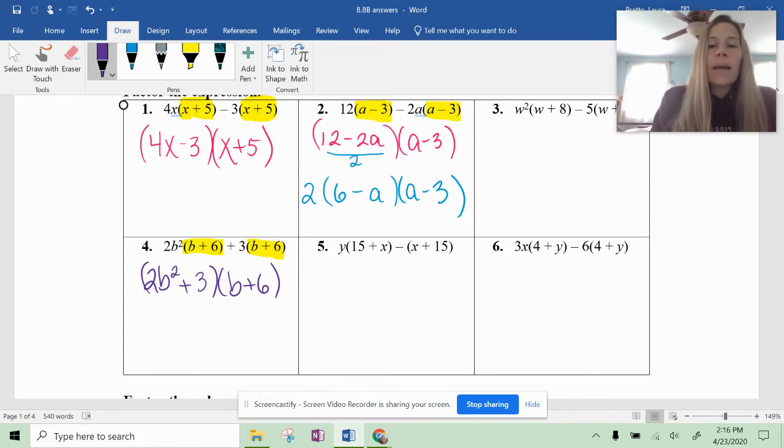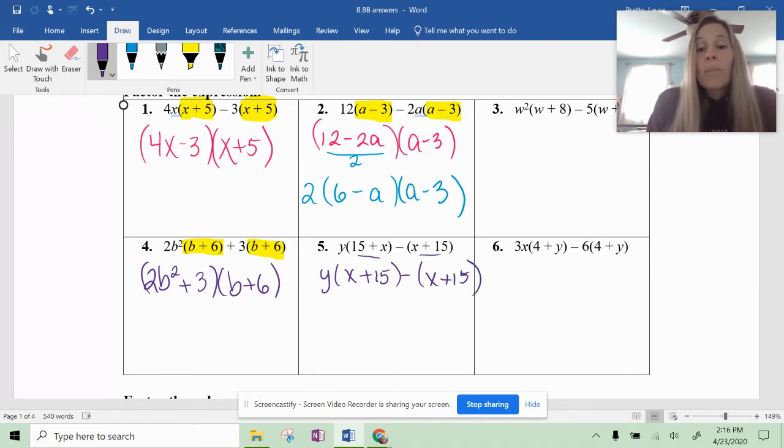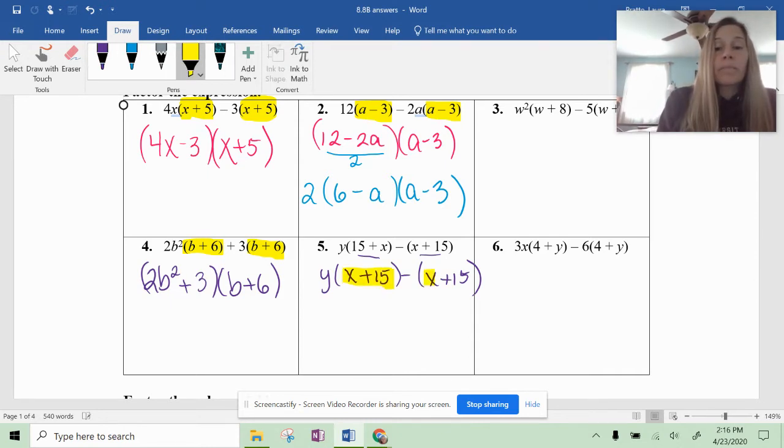And then number 5, you might notice that these two are not the same right now because we have an x plus 15 on this side, but the first one is 15 plus x. Now, in this case, because it's an addition sign, I can just rewrite them in the other order and it hasn't changed anything. But if it was a subtraction sign, that would be different. So you have to be careful with that. So now they're the same.